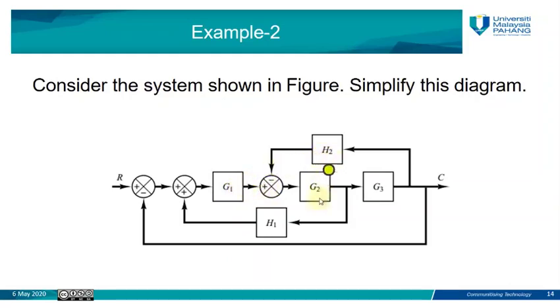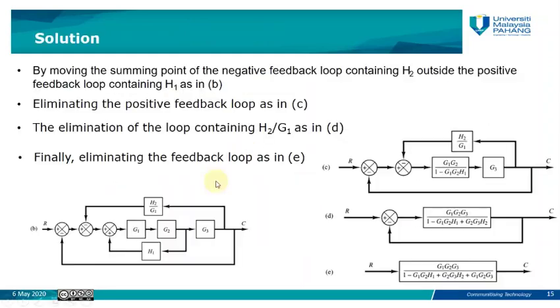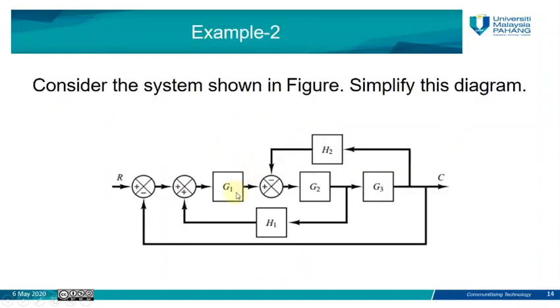So instead of here at this point, we have only H2. But if I move the value of H here to the place of G1, the value of G1 will be multiplied by H. So what should I do? I need to divide H2 over G1. We will see later on, okay?